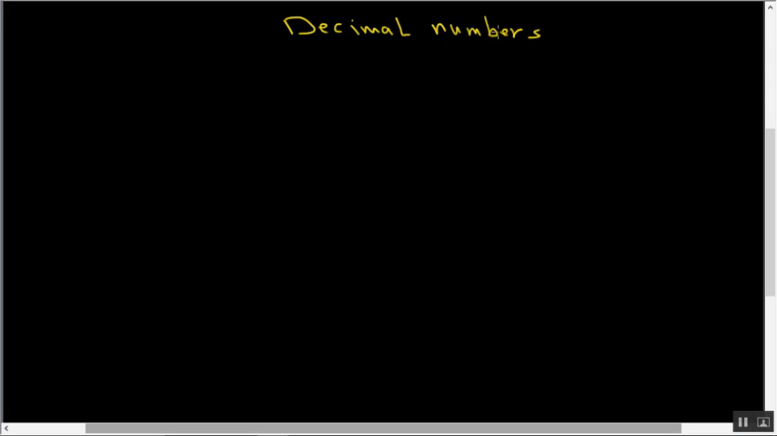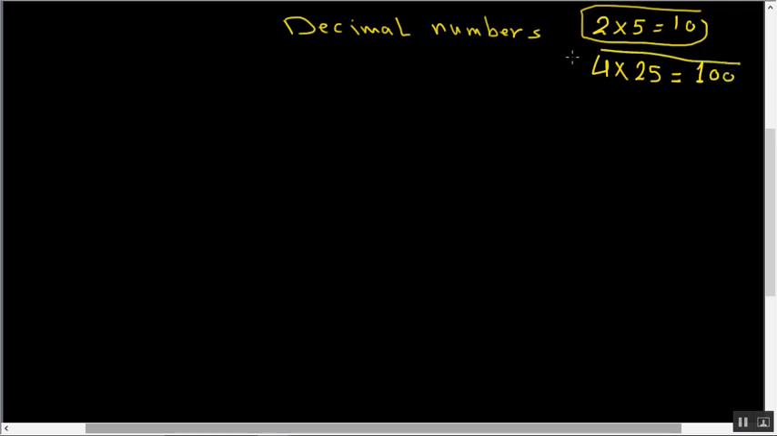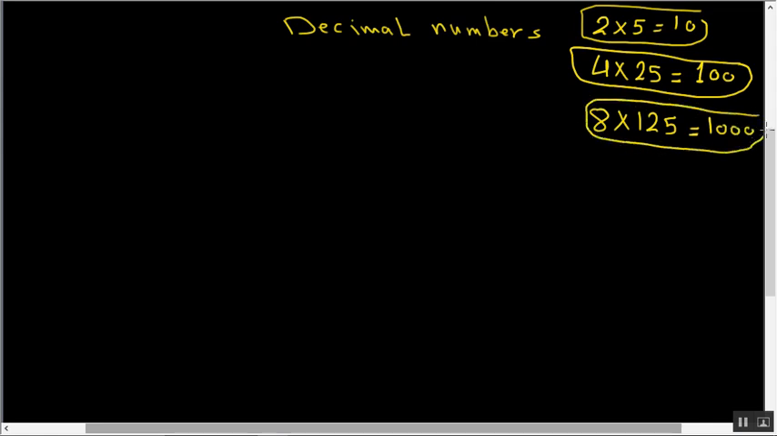Fraction to decimal form. We should know something very important. 2 times 5 equals 10, and also 4 times 25 equals 100, and 8 times 125 equals 1000.